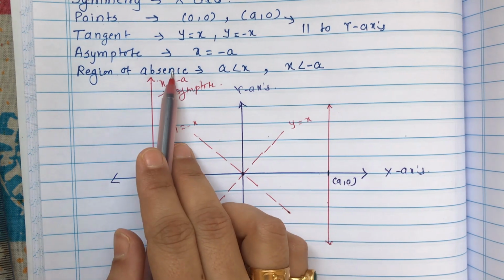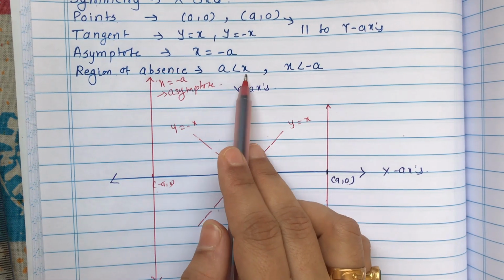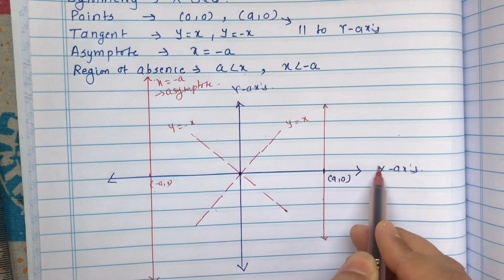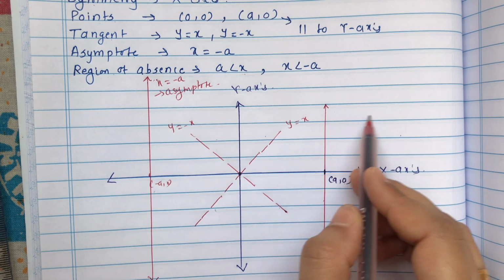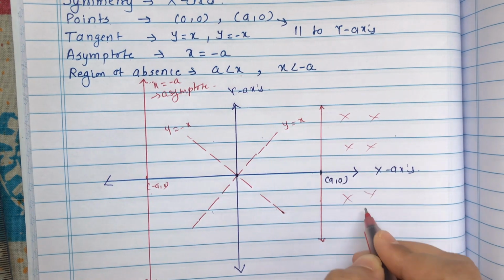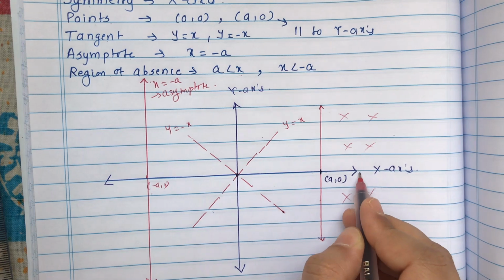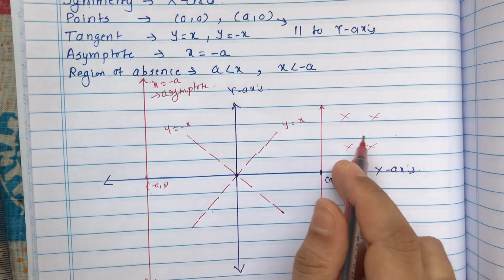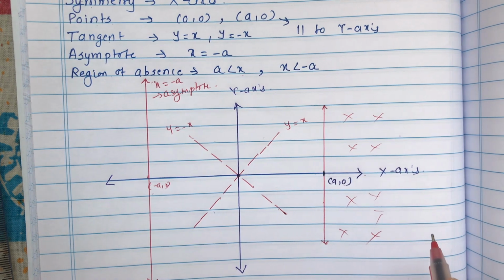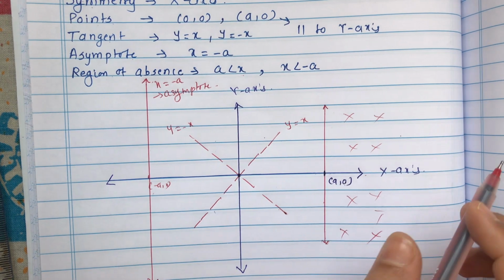Now, region of absence is what? Where x is greater than a. Now here x is equal to a, and this will be the region. For this region, x is what? Greater than a. So this will be a region of absence where the curve does not exist.